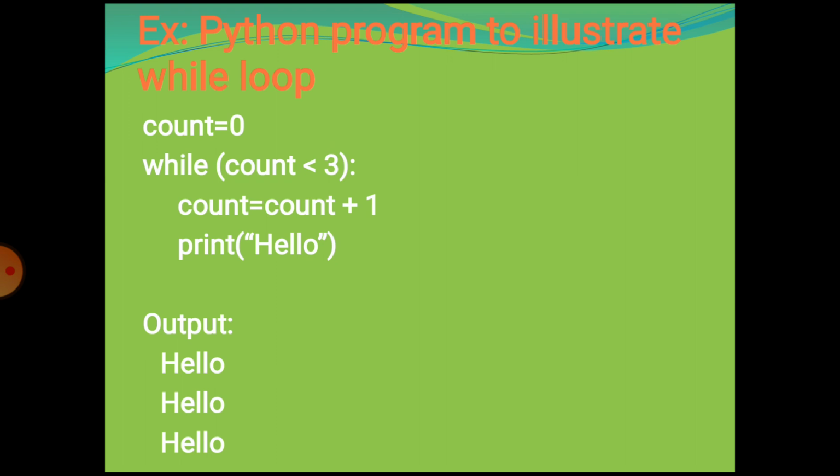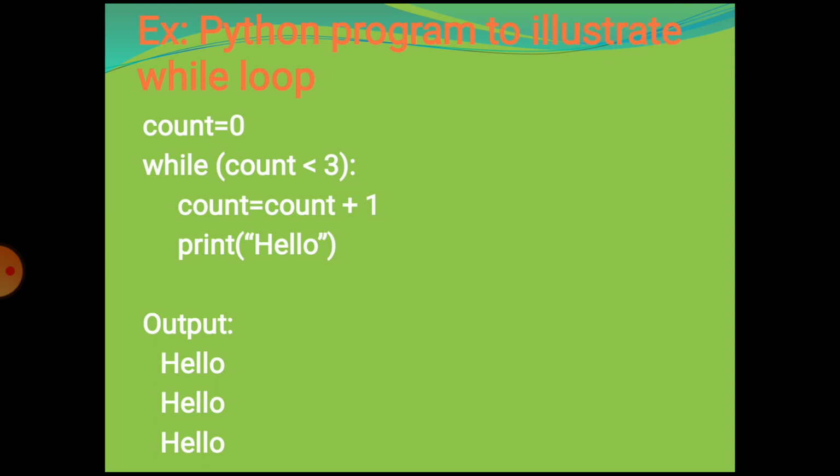Here is one example based on that. In this program we are displaying hello multiple times. How can we execute it? Here is one variable, count, whose value is 0, and we are using a while loop. While count is less than 3, the condition is true.